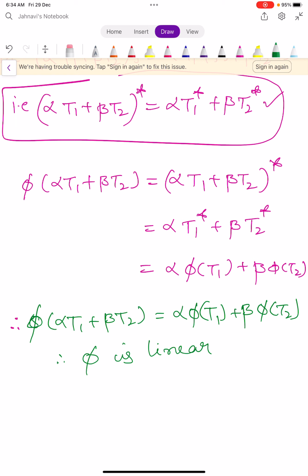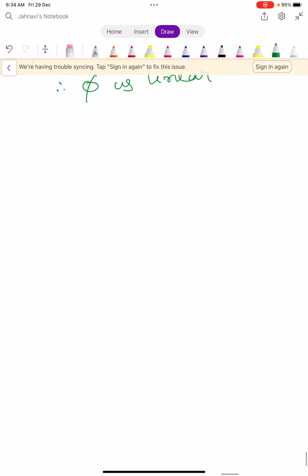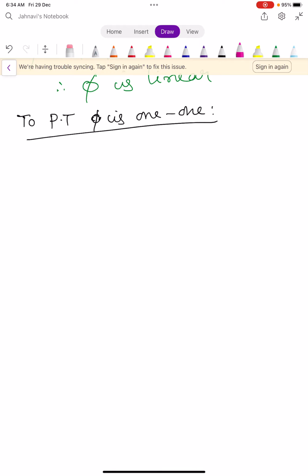Now we show that this pi is 1 to 1. We have to prove that pi is a 1 to 1 mapping. So to prove that pi is 1 to 1, let us take two elements.